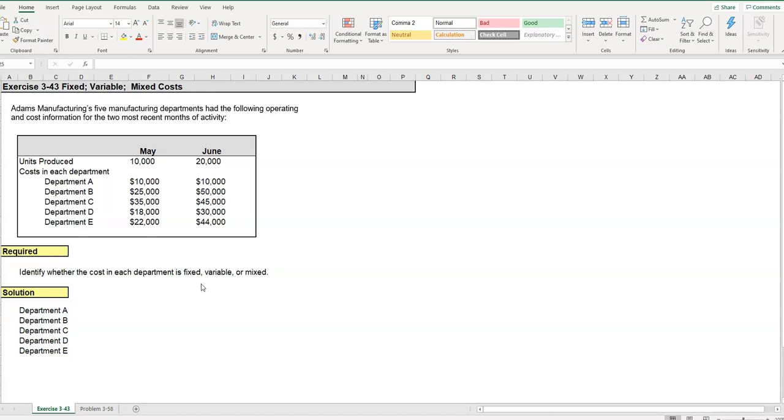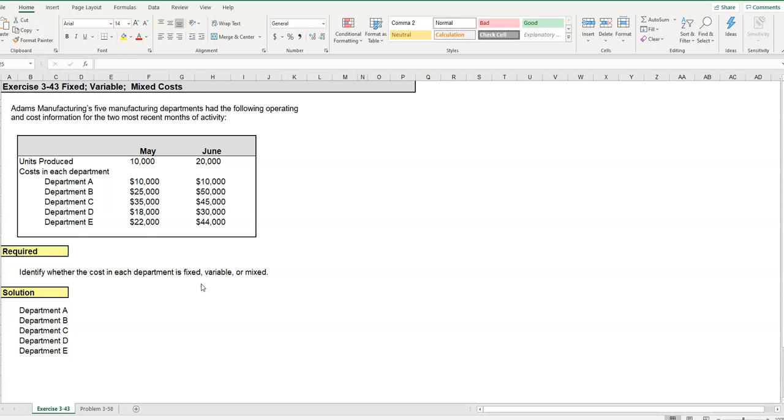So what we know is fixed costs stay exactly the same regardless of level of volume of activity production within a relevant range. Variable costs increase directly in proportion to production. And mixed costs have a component of both fixed and variable. So when we look at each of these costs, we want to identify which is fixed, variable, or mixed.